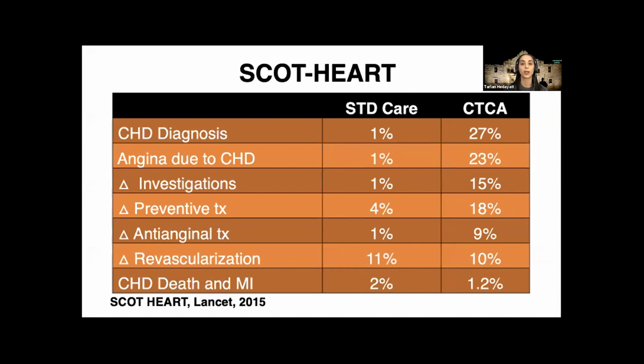Possibly most importantly, what came out of the study, the changes in the diagnosis also led to changes in treatment, anti-anginal treatment and preventative treatment. So 4% for the standard care versus 18% for the group that had CTCA. And in terms of the anti-anginal treatment, 1% in the standard care in terms of the delta, 9% for the CTCA. So huge differences in terms of management and treatment in identifying that anatomy. However, there was really no difference between the two groups with respect to revascularization rates or MI and death rates due to MI. So in terms of outcomes, not really a big difference, but in terms of management and diagnosis, a big difference here.